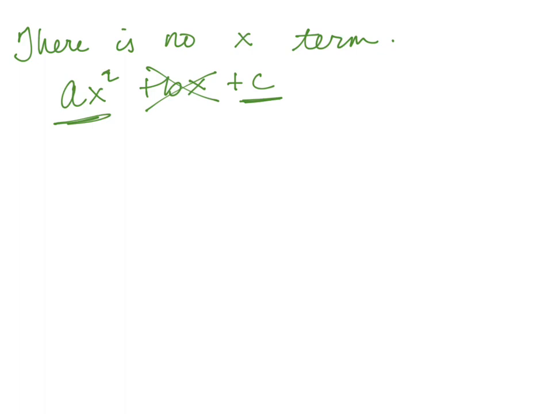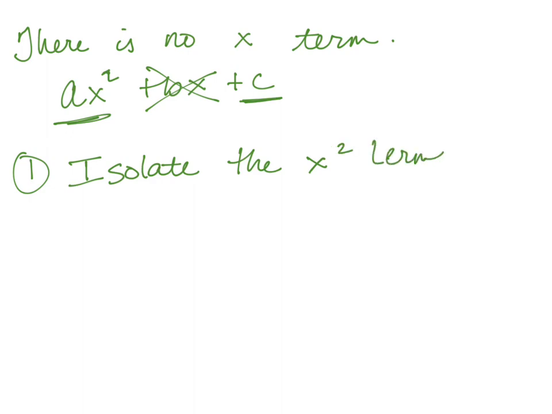All right, so how to use the square root property. The first thing we want to do is isolate the x squared term. We want to get it all by itself. Isolate the x squared term. Once you have the x squared term by itself, then you're going to root both sides. So take the square root of both sides.